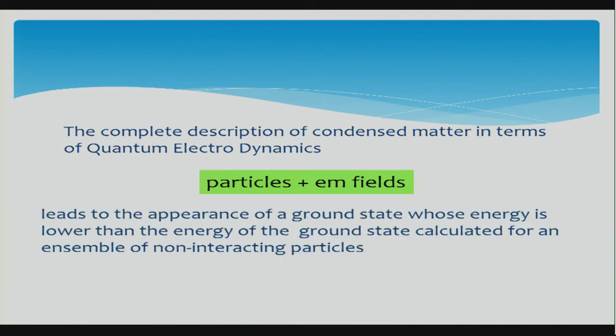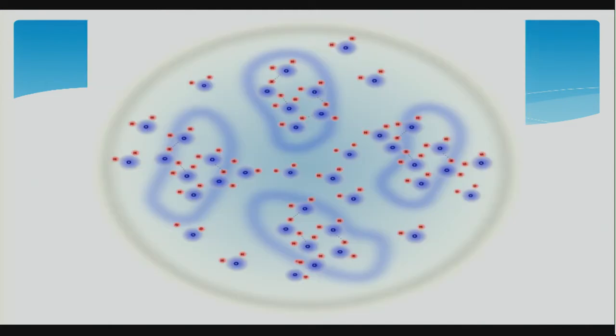So the complete description of condensed matter in terms of quantum dynamics foresees the coupling between particles and electromagnetic fields. In such a case, we observe the appearance of a ground state whose energy is lower than the energy of the ground state calculated avoiding the coupling with the electromagnetic field. So this is the real ground state of condensed matter.